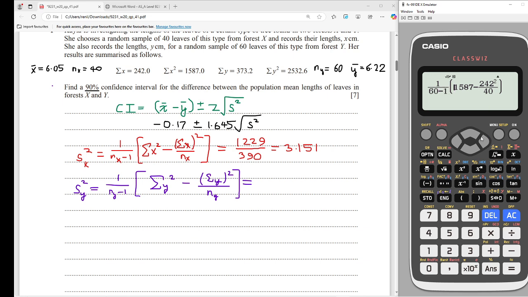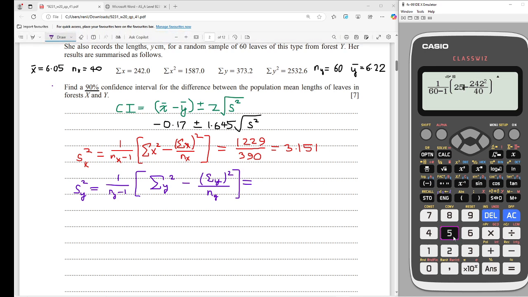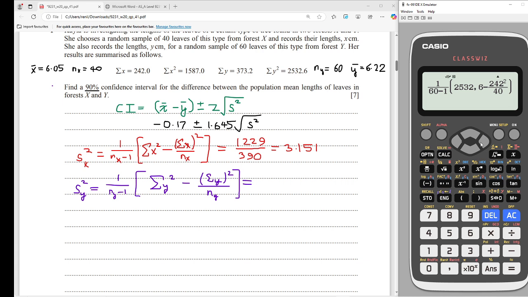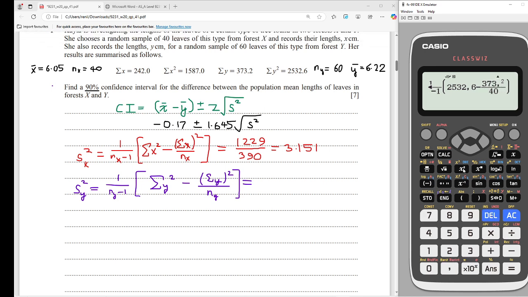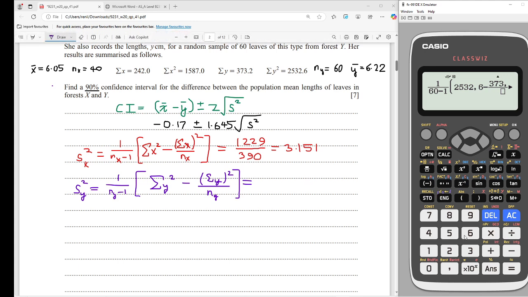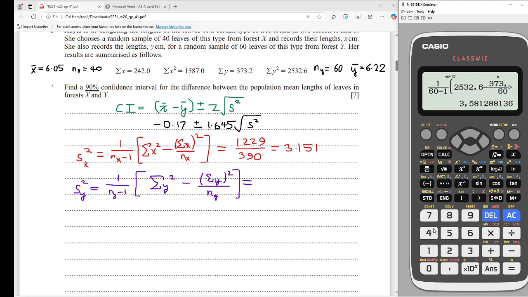60 minus 1 and 1587 changes into, so what's squared, it's 2532.6, and then we square the sum of y's, which is 373.2, whole divided by the number of terms of y, which is 60, and this is equal to 3.5812, actually, but we can keep it at this many significant figures.